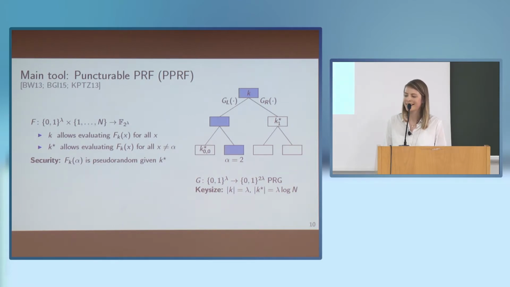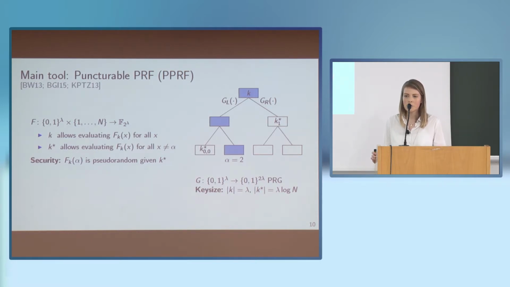Okay, so the main tool that we use is a puncturable pseudorandom function. A puncturable pseudorandom function is just a pseudorandom function where you can give out keys that allow you to evaluate the function at every point except for one specific point. And at this point, the requirement is that it still looks pseudorandom.